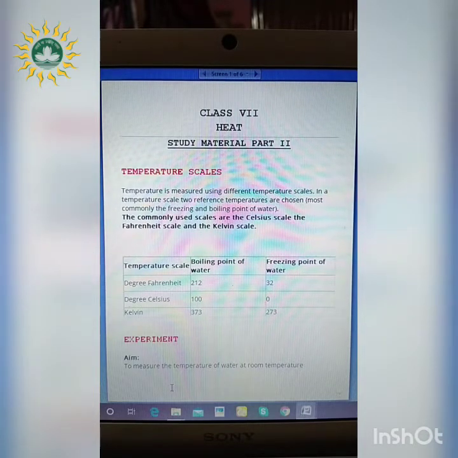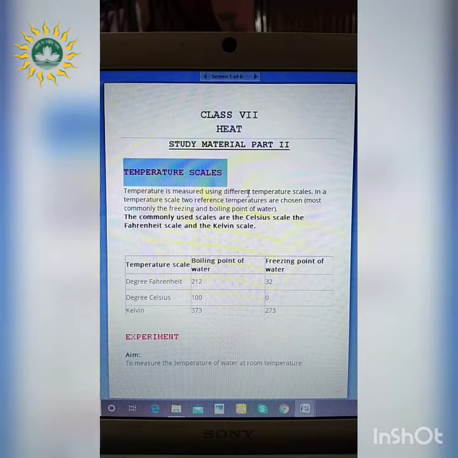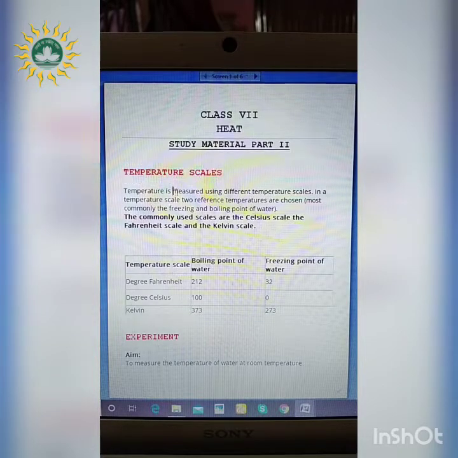Okay. So today we will start with the next part of our heat chapter, and we will start with the first subtopic, that is temperature scales. In the previous part of this chapter, you have read about the different types of thermometers, right? So this temperature needs to be measured. Whenever temperature is measured using different temperature scales, there are two reference temperatures which are chosen. What are those? One is boiling point, another one is freezing point.